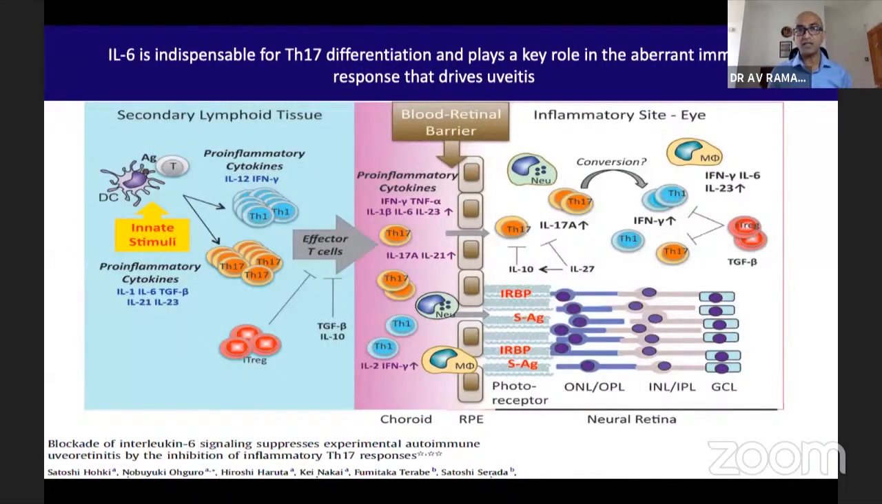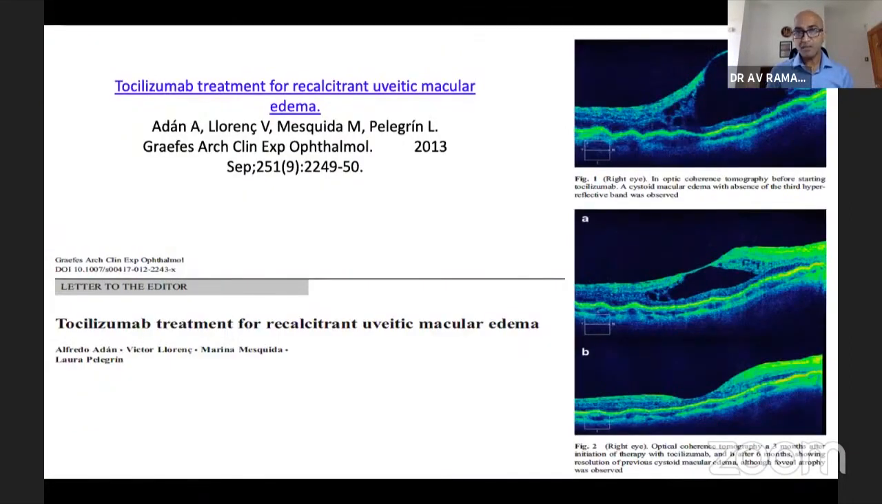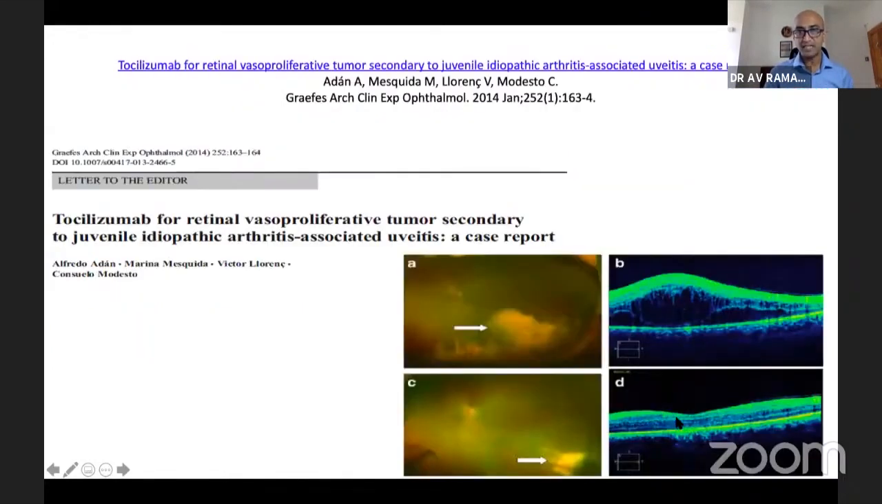And in terms of uveitis, we believe there is enough evidence to suggest it might drive uveitis, particularly in patients who have breakdown of the blood retina barrier. And we think there is a strong correlation between macular edema and IL-6 levels. And macular edema, as most of you know, is sight-threatening. So Marina Mosqueda, who is now in Madrid, but spent some time in Bristol, shows these nice pictures of very significant macular edema, which resolves dramatically with intravenous tocilizumab. In this case, another patient with vasoproliferative tumor secondary to JIA uveitis, dramatic resolution, again with intravenous tocilizumab.